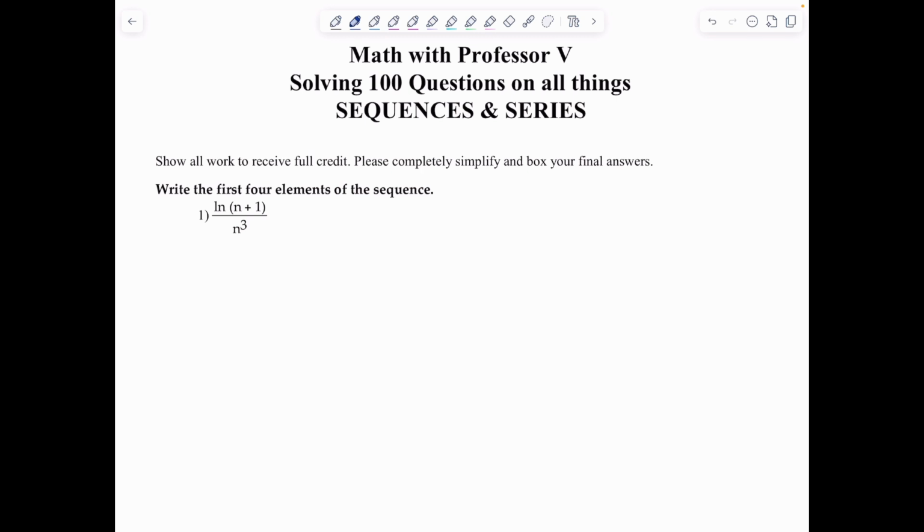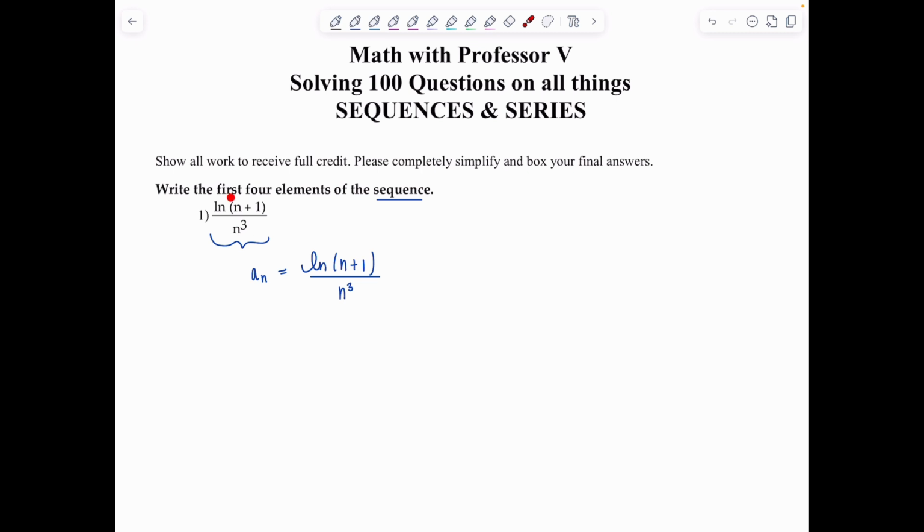So question 1 says, write the first 4 elements of the sequence. Notice we're starting with just sequences. So right here, this represents the general term of our sequence. Usually we use a sub n to represent the general term of a sequence. So that's natural log of n plus 1 over n cubed. Now, what exactly is a sequence? It's an ordered list of terms. Another definition you'll see is that it's a function whose domain is the set of natural numbers. So we're only substituting in natural numbers for n, nothing else.